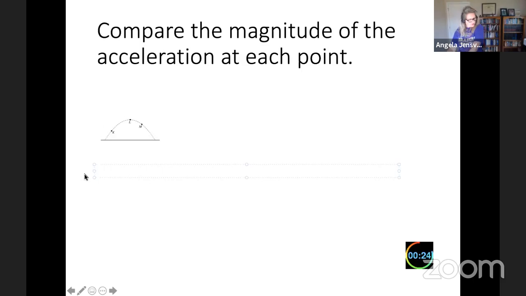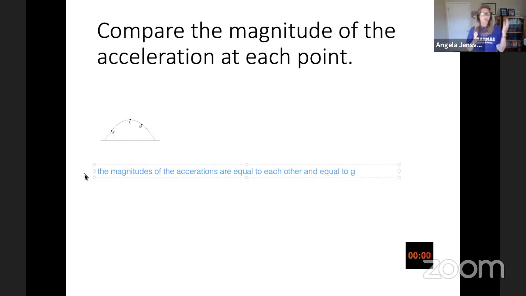So we're really trying to make sure you know this. The magnitudes of the accelerations are equal to each other and equal to g. It's just talking about magnitude, right? There's no acceleration in the horizontal direction for a projectile, and the only acceleration is in the vertical because the Earth is pulling down on the object.